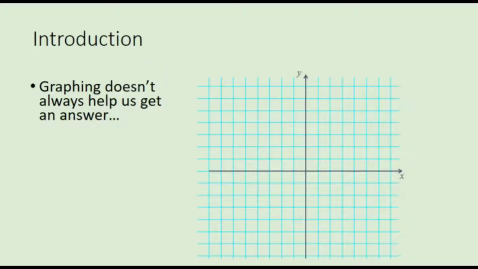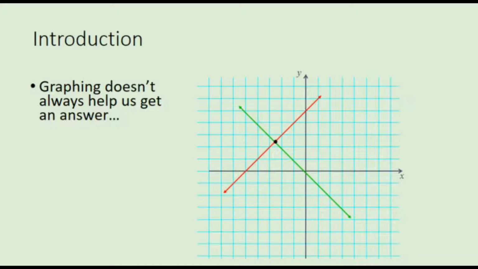Graphing doesn't always help us get an answer. For example, if we graph two linear equations from a system, we see here in this example, it's hard to read that common point for a solution to this system of linear equations. Is it -2.5 or is that -2.6? How high is that y coordinate?